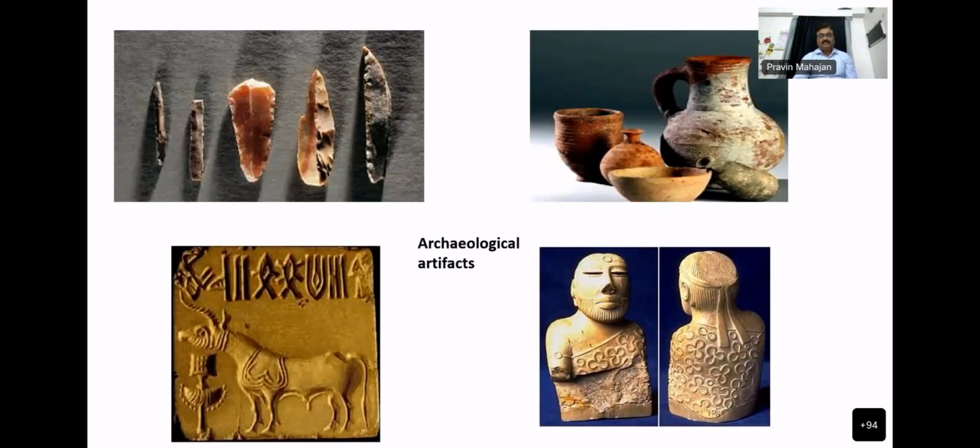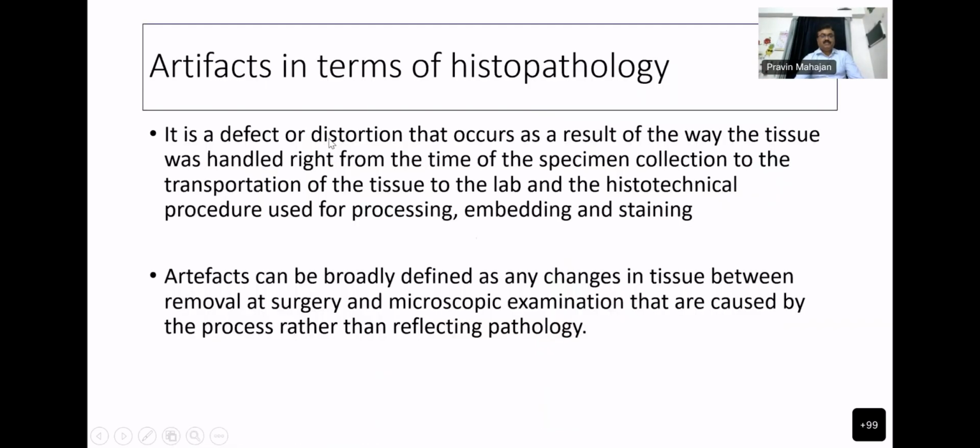Now, these are some artifacts which we see in archaeology. These are some Harappan seals, which you can see. There are these instruments made from stone. So, what is an artifact in terms of histopathology?